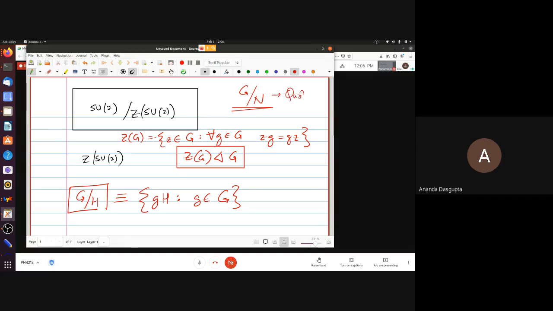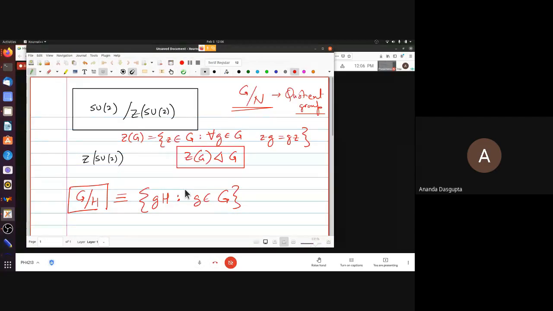So if you want to get a group out of this process, then of course what you are quotienting by has to be basically a normal subgroup. However, you can always quotient by any subgroup and end up with this kind of structure, which is a set now. It's not a group in general because if you multiply two elements of this set, you do not get another element of this set. In general, that happens only when H is a normal subgroup, as we have shown.